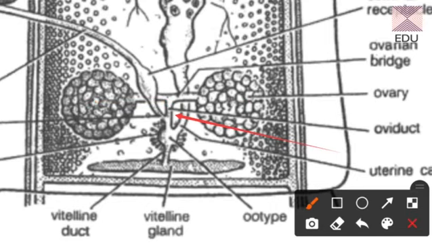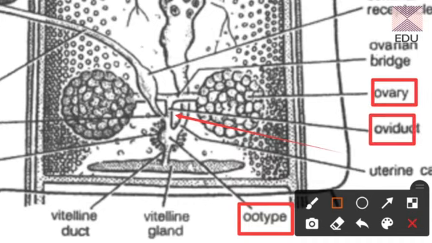So this part is the oviduct. This is a pipe-like structure, and it is taking the eggs towards the lower side. Now we have the third part, which is called the ootype. So students, this is the third part. First part was the ovary, second part was the oviduct, and third part is the ootype.